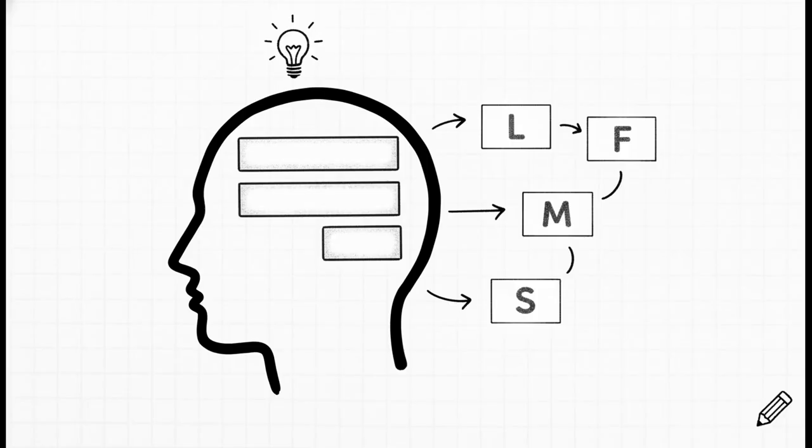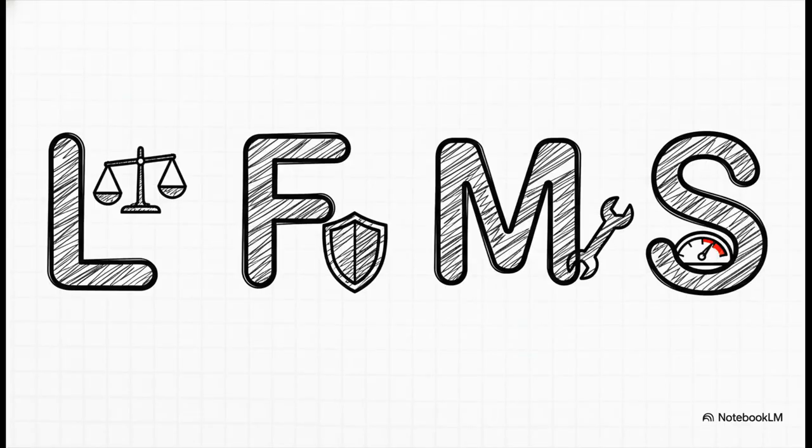And to make sure those key reasons really stick in your head, especially under the pressure of an exam, here's a super simple memory aid. Just remember the acronym LFMS. L is for load balancing, F is for fault tolerance, M is for maintenance, and S is for system resource utilization. LFMS. It's an easy way to recall exactly why process migration is such a critical and powerful tool for building resilient, high-performance distributed systems.